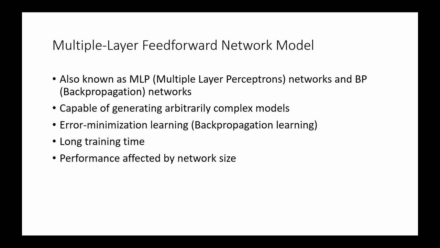As I said, these are also known as multiple layer perceptron networks. Another name is back propagation network, because the algorithm that is used to train these networks is known as the back propagation algorithm. These networks are capable of generating arbitrarily complex models. Again, the nature of learning, the criterion function that you use, is error minimization. That is, you define an error and you try to minimize that error.